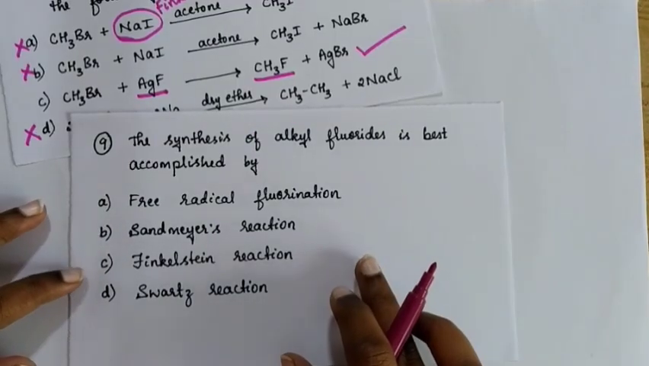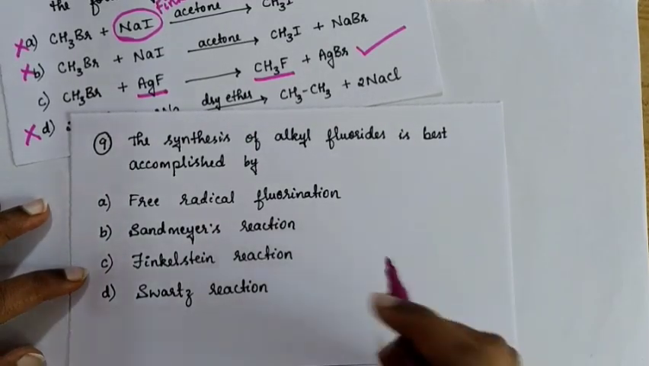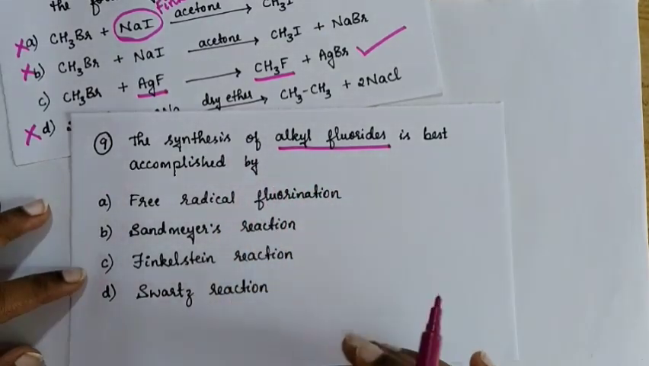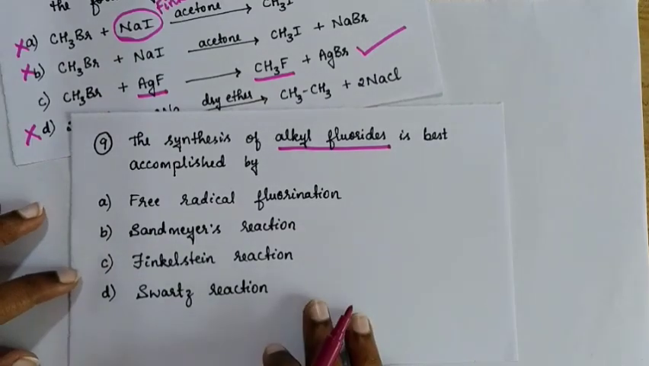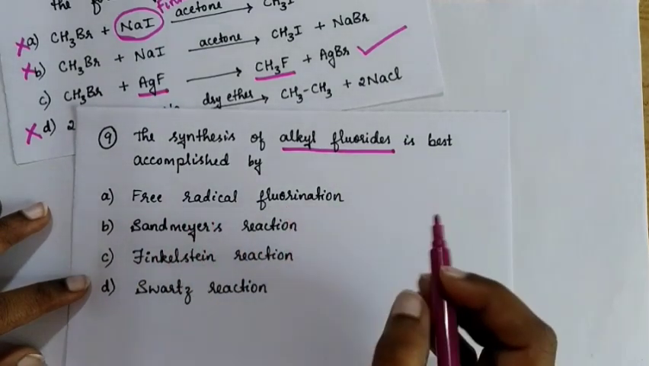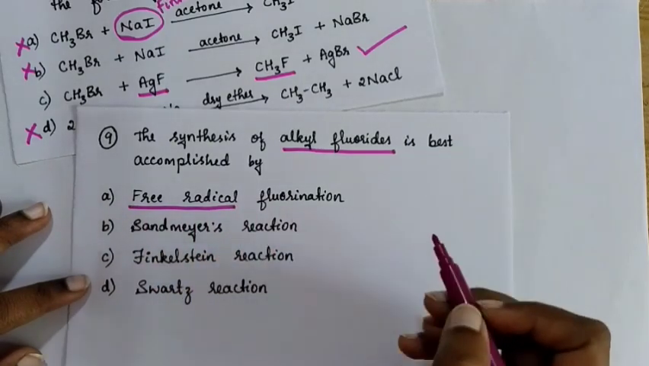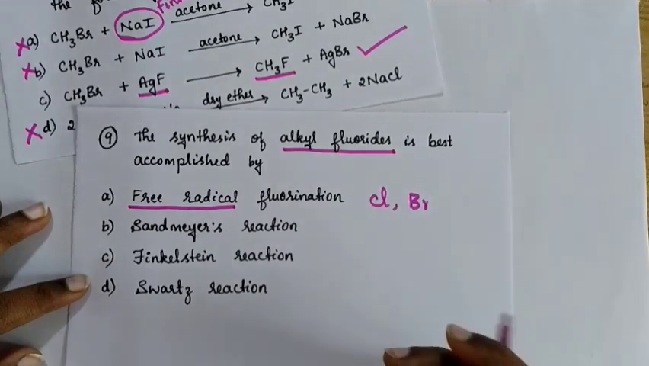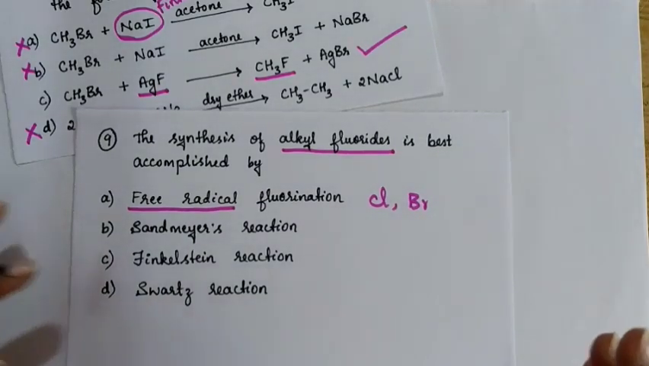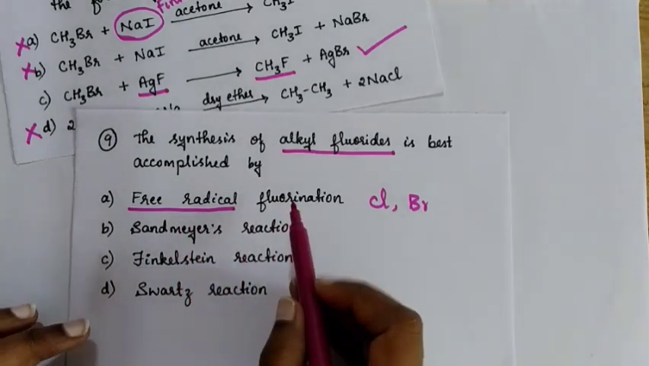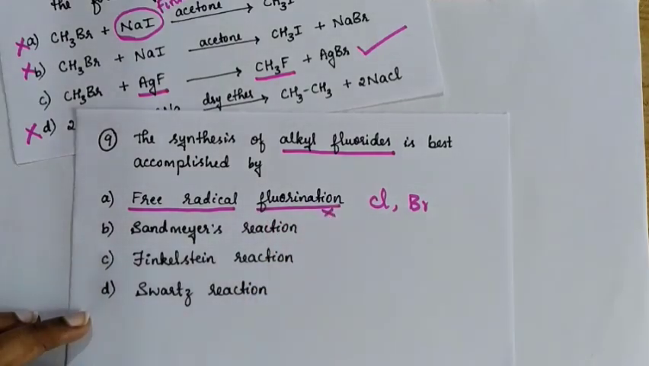Our 9th question is also based on the same concept, that is the synthesis of alkyl fluoride is best accomplished by what? Which type of reaction? See, option A is given as free radical fluorination. Free radical halogenation is only for chlorine and bromine, not for iodine and fluorine, because the iodine reaction is highly reversible and fluorine is highly reactive. So free radical halogenation definitely is not for fluorination.